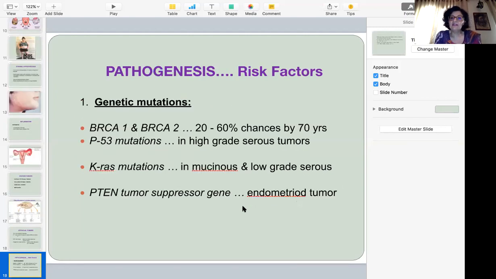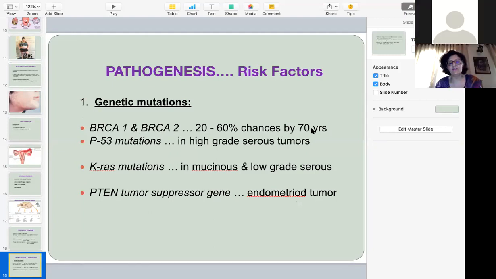What are the risk factors? The most important risk factor in ovarian tumors is genetic mutations. You've heard about BRCA1 and BRCA2 in breast cancer. This again is very important in ovarian cancer. Females with either BRCA1 or BRCA2 mutations have a 20 to 60% chance of developing ovarian cancer by 70 years of age. So along with breast cancer, they can also develop ovarian cancer.